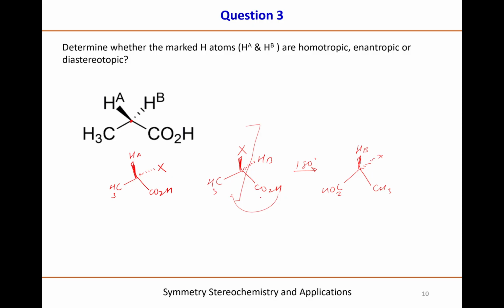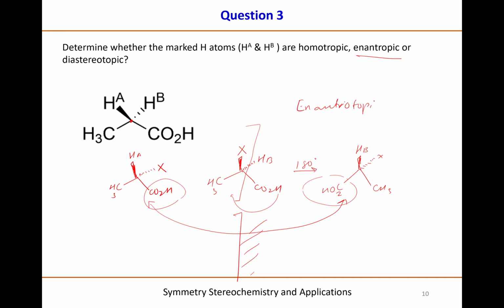Now just compare these two structures. Are they mirror images of each other? They are, because you can see this CO2H group is here, this is here, right? If I pass the mirror between these two atoms, these are mirror images of each other. So always remember, whenever molecules are mirror images of each other, they are nothing but enantiomers. So these two protons are enantiotopic, and these two isomers are enantiomers.